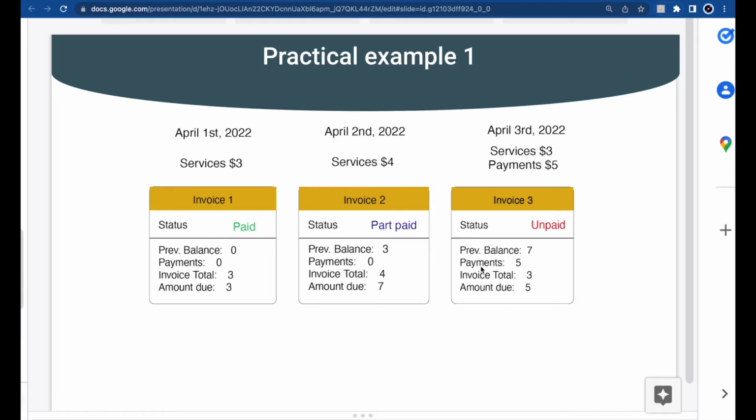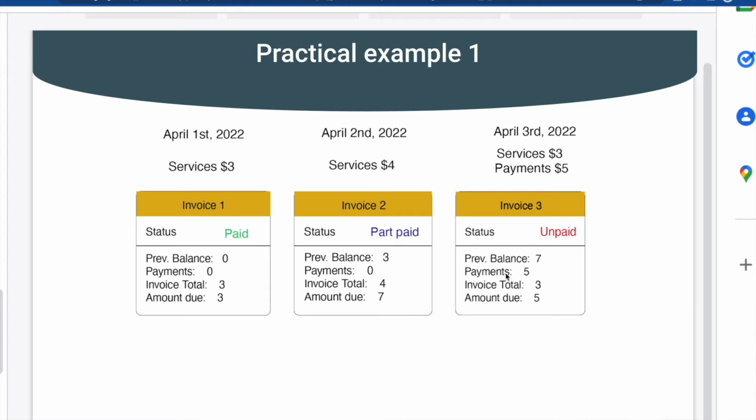And let's calculate the amount due. The amount due is previous balance plus invoice total. 7 plus 3 equals 10, minus payments. 10 minus 5 equals 5. The amount due of the third invoice is going to be $5, and its status is going to be unpaid because we didn't even have enough funds to cover the second invoice.